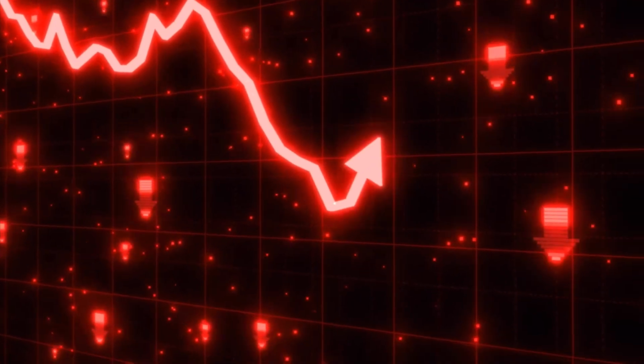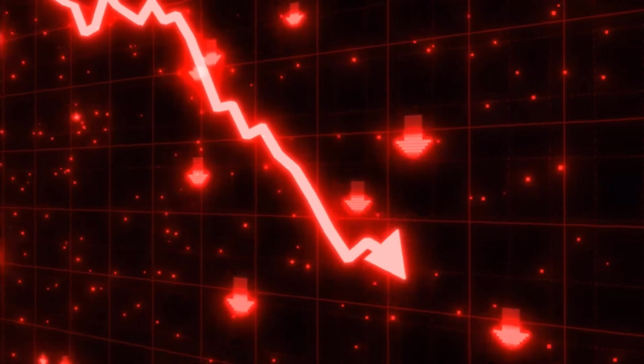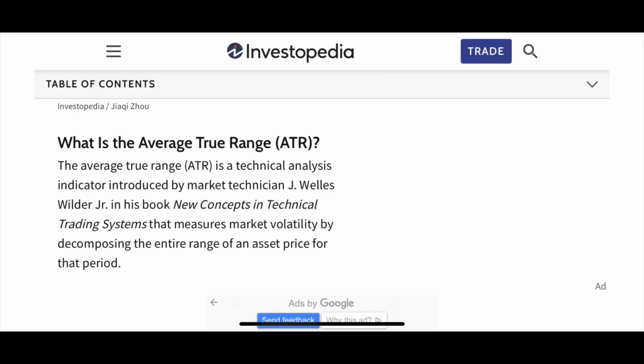Let's get started. So what exactly is an ATR to begin with? If we're going by Investopedia's definition, an ATR measures market volatility by decomposing the entire range of whatever it is you're trading for that period. Since I'm a Forex trader, I'm going to be using Forex for this explanation. So the asset in question is Forex pairs or indices. So the ATR is a technical analysis indicator introduced by market technician J. Willis Wilder Jr.